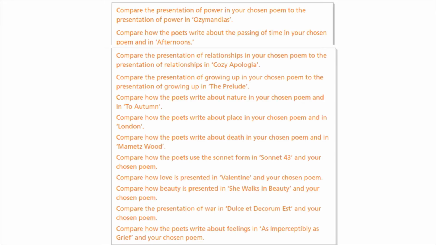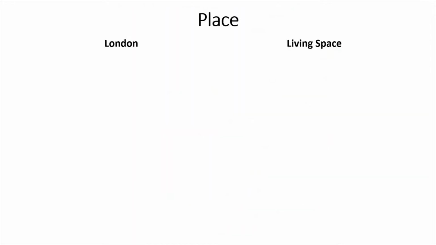This question here says place in London. I think an easy comparison here would be to Living Space. Bear in mind that this theme of place could come up in relation to the Prelude or something like that, but I think London and Living Space is the best comparison that you could make here.